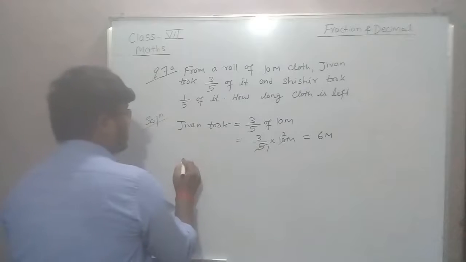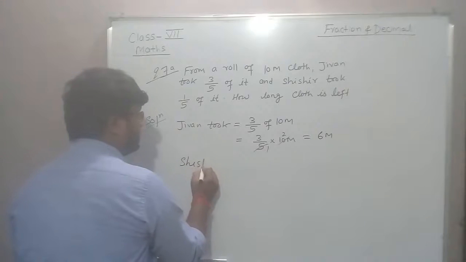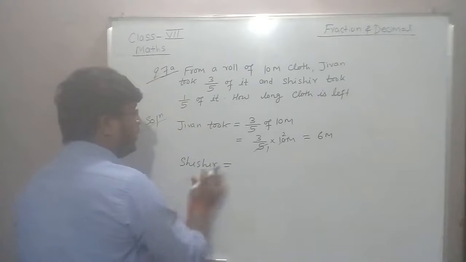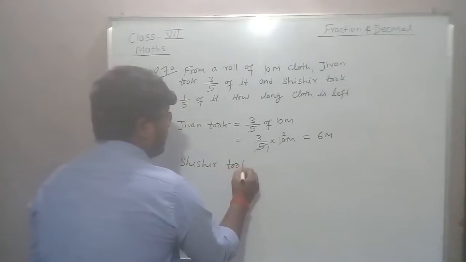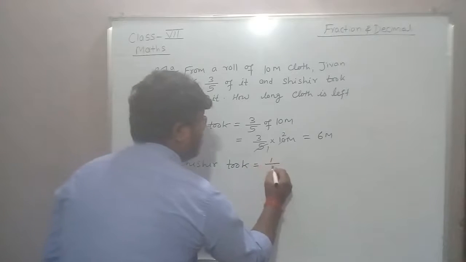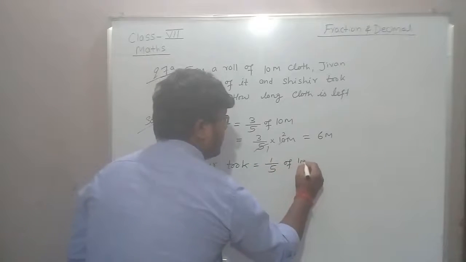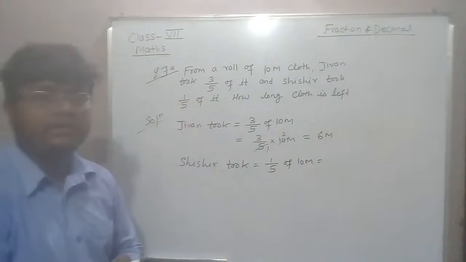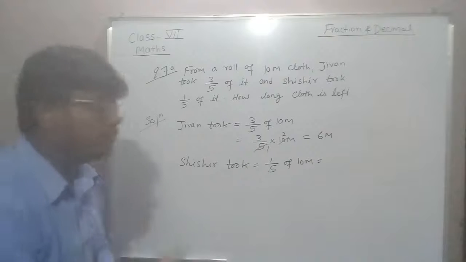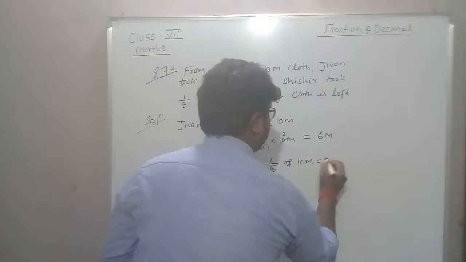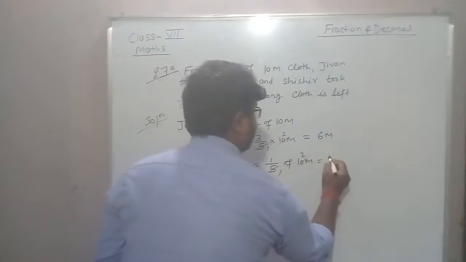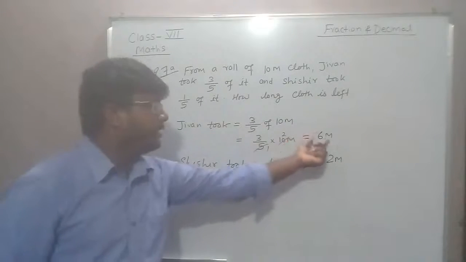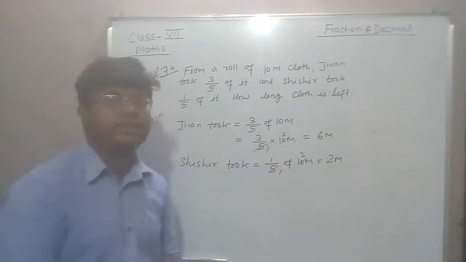Similarly, Shishir has taken 1/5 of 10 meter. 5 1s are 5, 5 2s are 10, that is 2 meter. So G1 has taken 6 meter and Shishir has taken 2 meter.